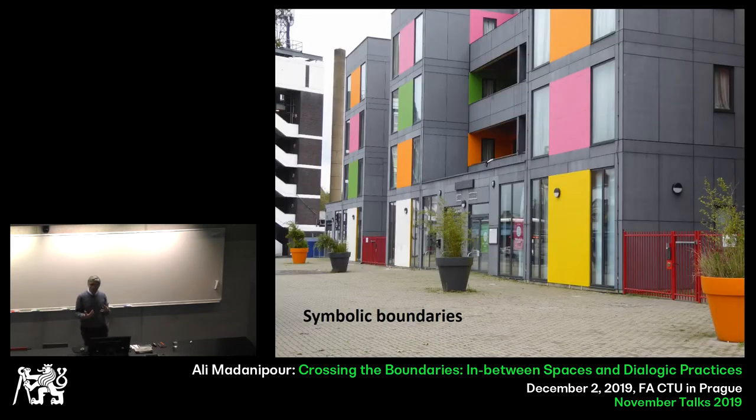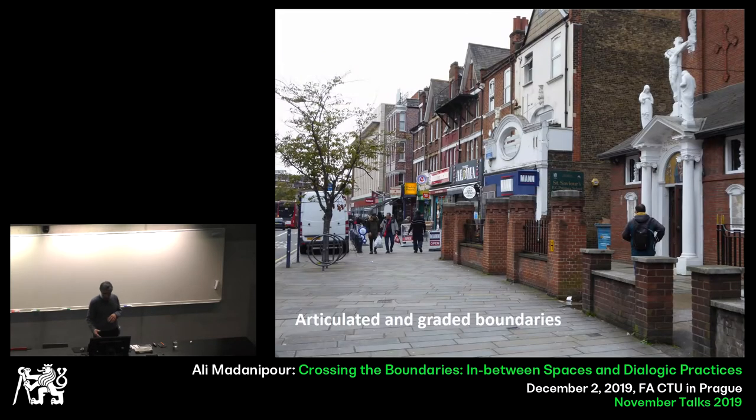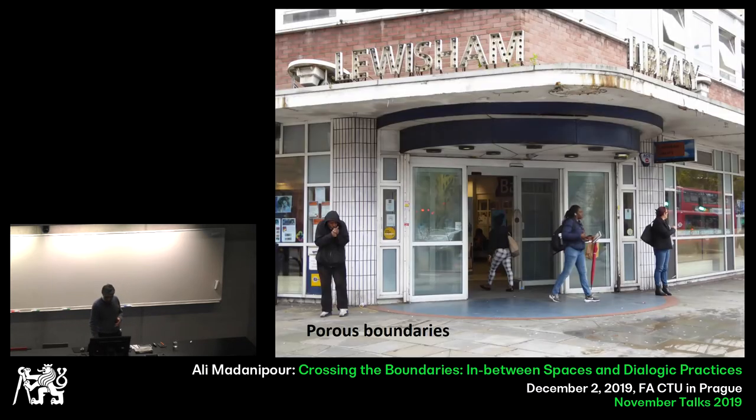And there are symbolic boundaries. This is a gesture. These pots suggest a sort of line, separating the building space from the pavement. And now, going back from that building to another part of the same street, you see this church has articulated, graded boundaries. It's a shaded entry to this place. So the boundary is not clear-cut, is not harsh. And here is a porous one, a public library, although it's falling down because it's an area underfunded and suffers from all sorts of problems.